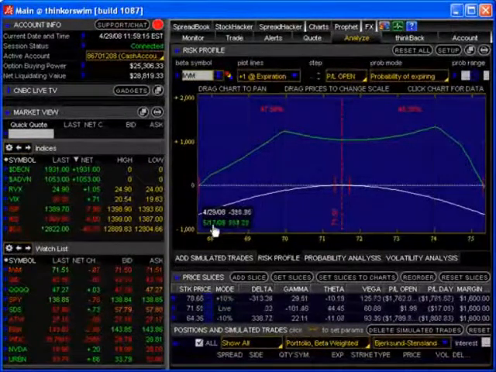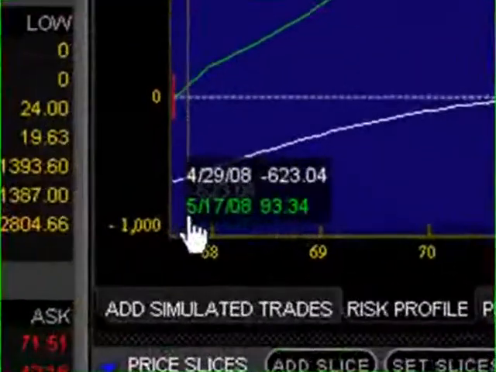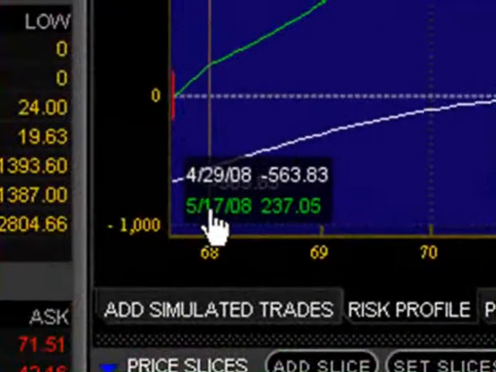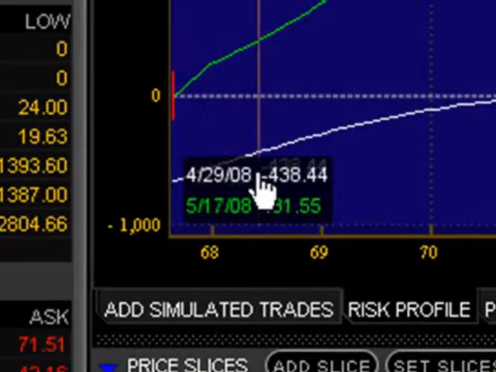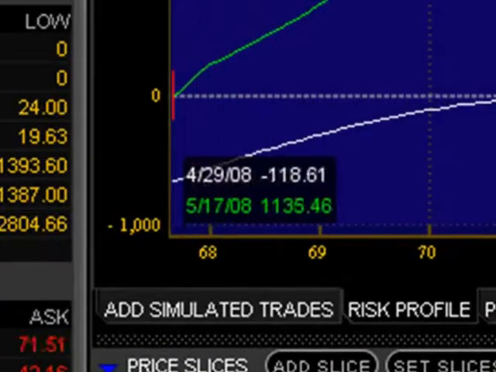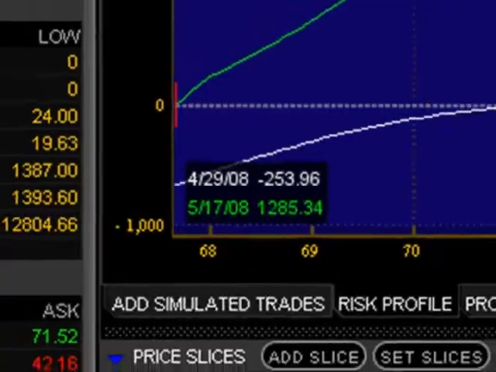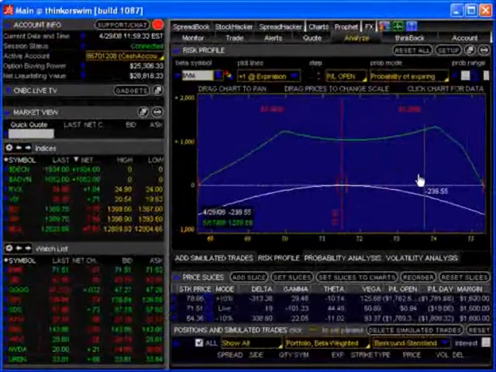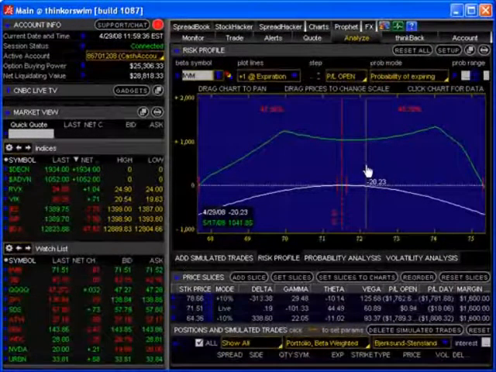If you look down here in the left-hand corner, we're looking at the date of expiration, which is May 17th, not the current date, which is 4/29. We're looking at May 17th, which is the option expiration date. We have a profit potential here of $1,327.27 at expiration. That is close to a 95% return.